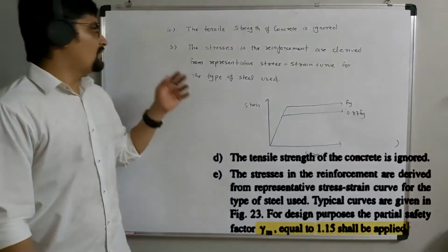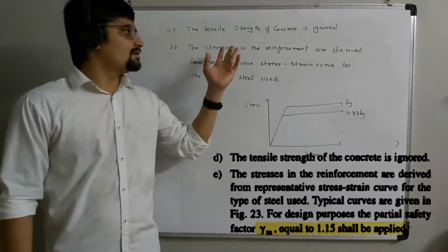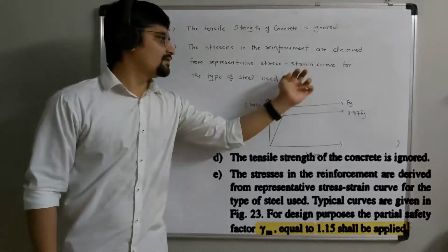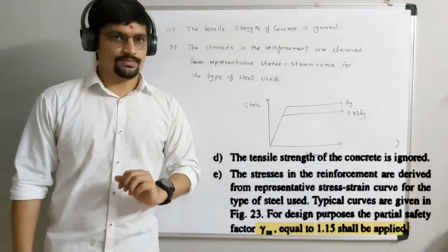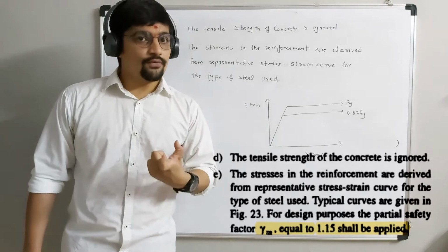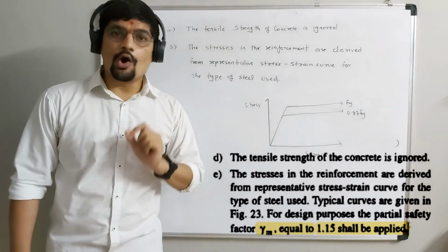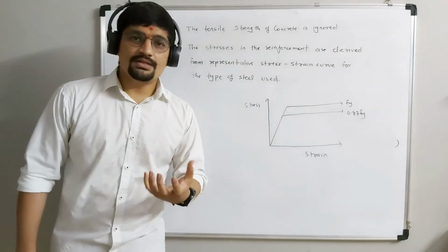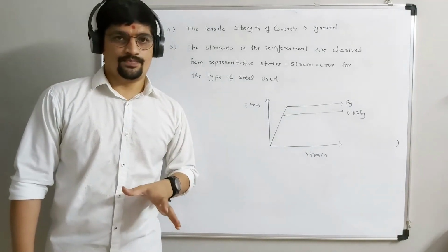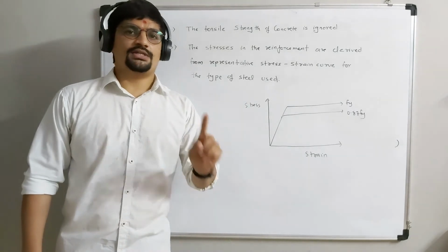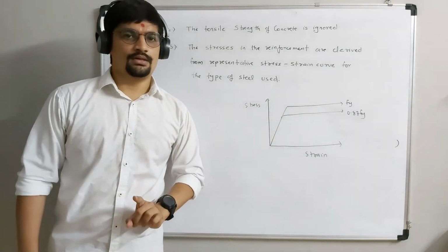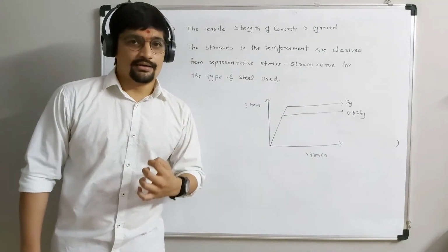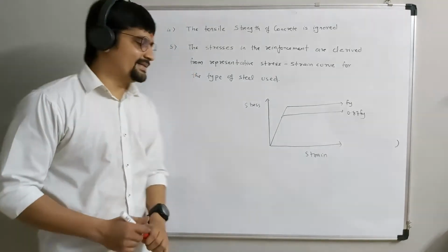The fifth point says that the stress in the reinforcement is derived from the representative stress-strain curve for the type of steel used. Since we are using reinforcement, the tensile stress will occur due to the reinforcement. So what will be the stress and strain value? It will depend on which type of reinforcement we are using. There are three types of reinforcement, as I mentioned earlier. The first one is mild steel.